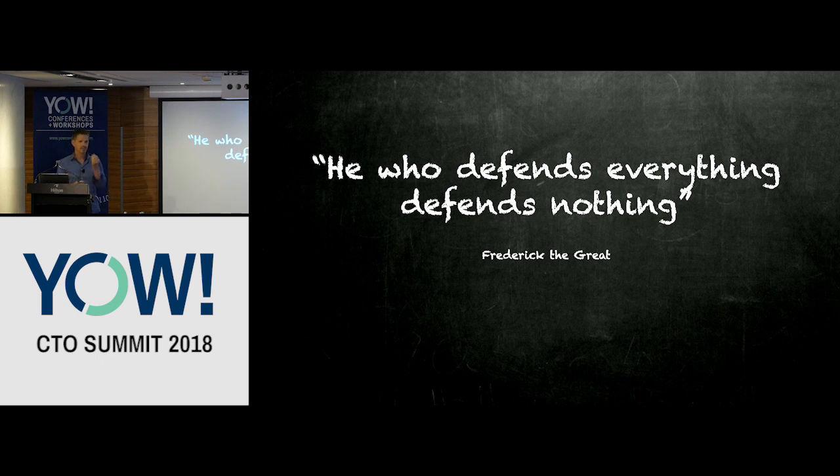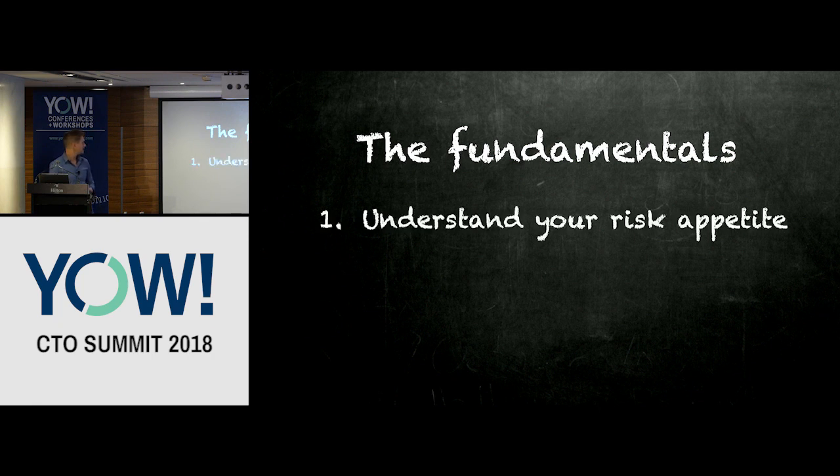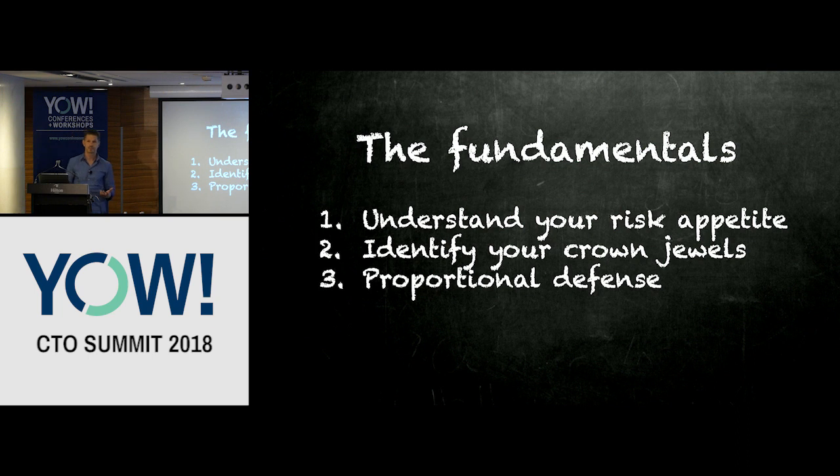So it's very important to understand what is your risk profile, what do you really care about, and then focus your efforts and your resources on that. So understand your risk appetite, identify your crown jewels, and apply proportional defense. Okay. So what I'm going to now do is go through a bunch of tips on what I think are the best ways to deal with some of these issues. And I'm going to have to go through them quite quickly, I'm afraid, because there's a lot of them. So I'll try and do them some justice.